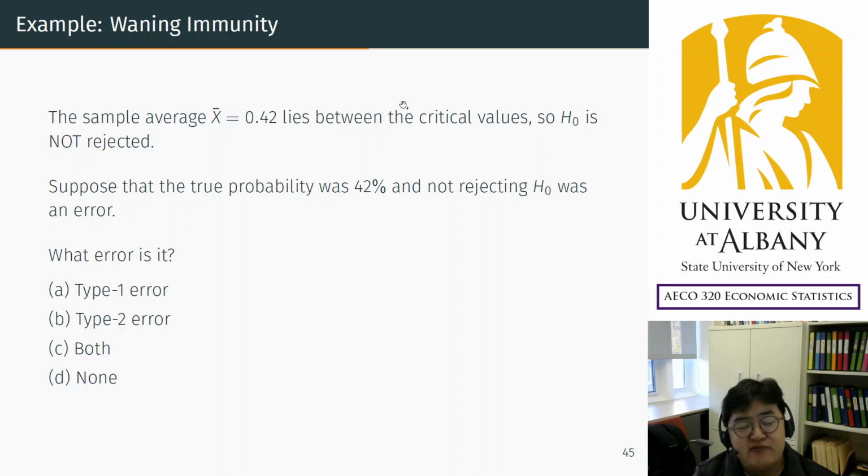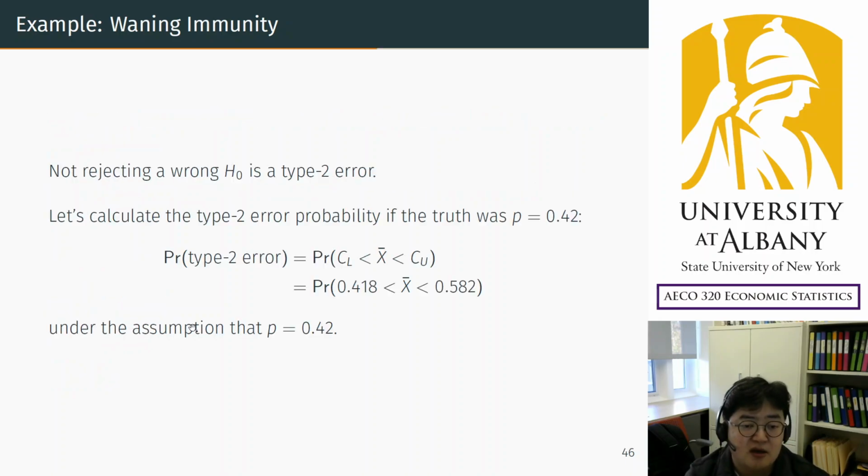Then, if this was an error, what kind of error can it be? Which kind of error probability do you need to worry about, because you could not reject it? The answer is type 2 error. Remember, type 1 error happens only when you reject the null hypothesis. But type 2 error happens when you don't reject the null hypothesis, and you did not reject the null. So it could be type 2 error. So we are going to think about type 2 error probability in this situation.